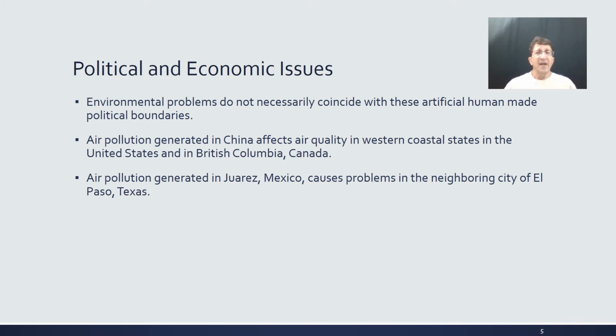So, political and economic issues. Environmental problems do not necessarily coincide with artificial man-made political boundaries. And this is the funny thing when we start looking at ecosystems. Ecosystems could be within a political boundary, that means like a state or a county, or it can be in between them. And this leads to difficulties with decision making.